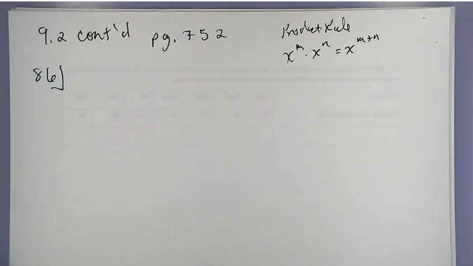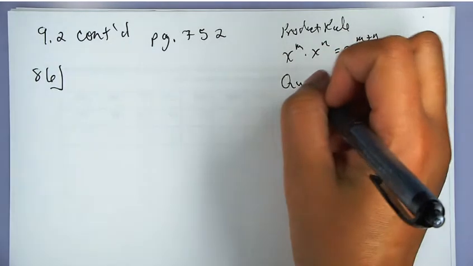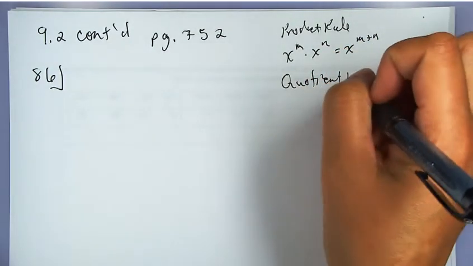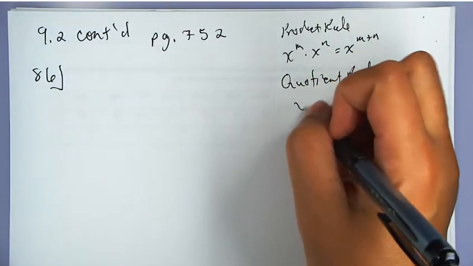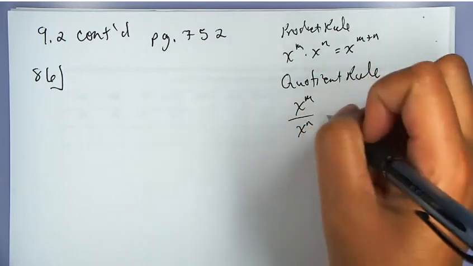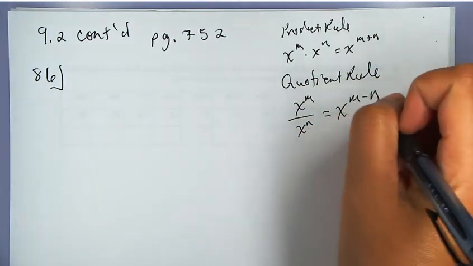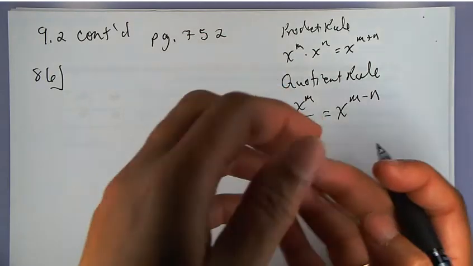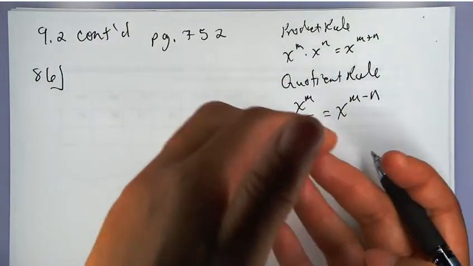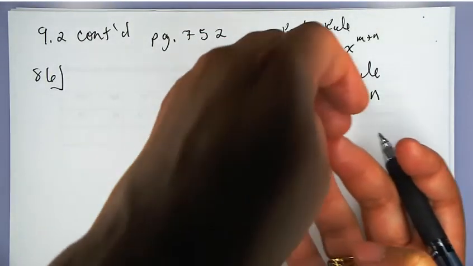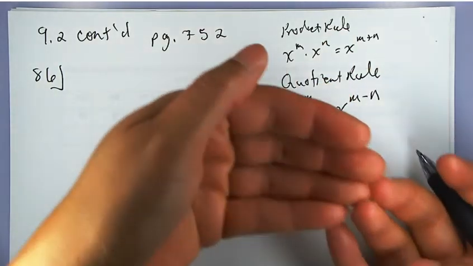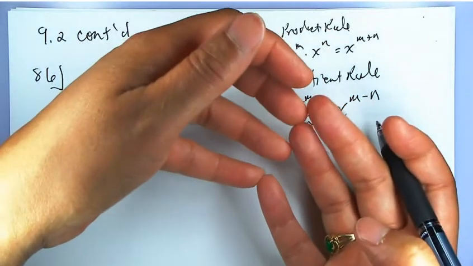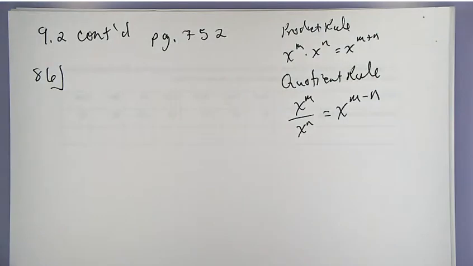Our quotient rule, we reviewed and we said that x to the m divided by x to the n is equal to x to the m minus n. And remember I said think of it like your fingers: count out how many fingers you have on top, how many on the bottom, and see which cancels. That might give you an idea, instead of having to subtract every time.